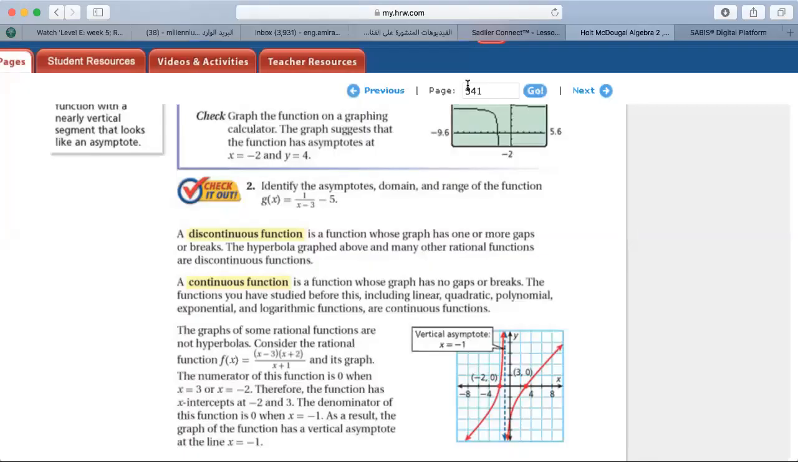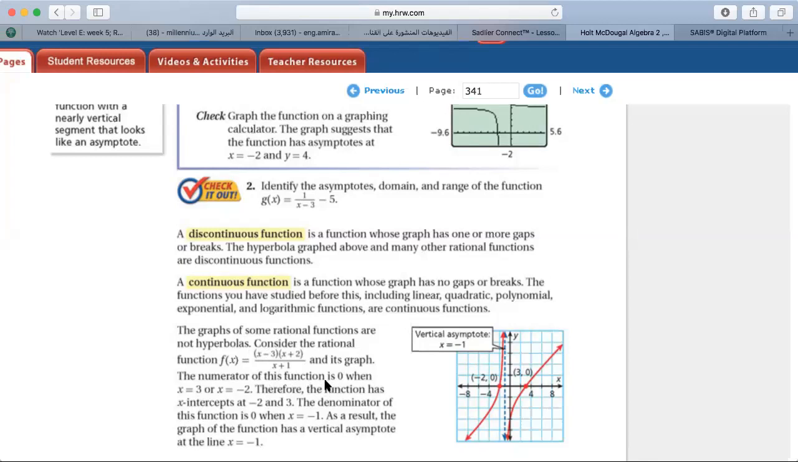The graphs of some rational functions are not hyperbolas. Consider the rational function f of x equals x minus 3 times x plus 2 over x plus 1, and its graph.